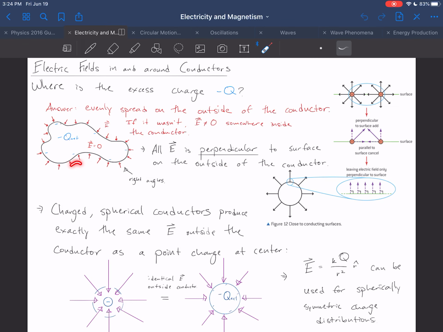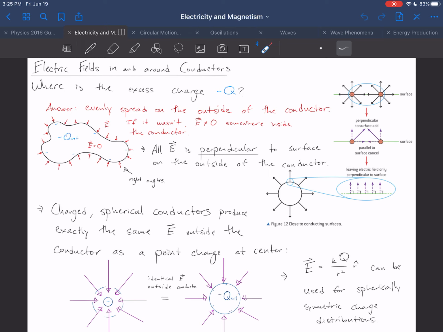All right, and our last application of this idea, and this is also not obvious, but it is true and convenient, is that a charged spherical conductor, so think like a ball of metal, either solid or hollow, will produce the exact same electric field outside the conductor as a point charge placed at the center. So just like with mass, where we can treat planets as if they're a point mass with a total mass right at the center of the planet, we can do the same thing with charge.